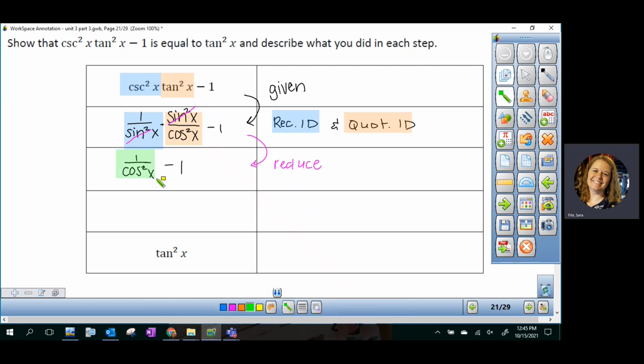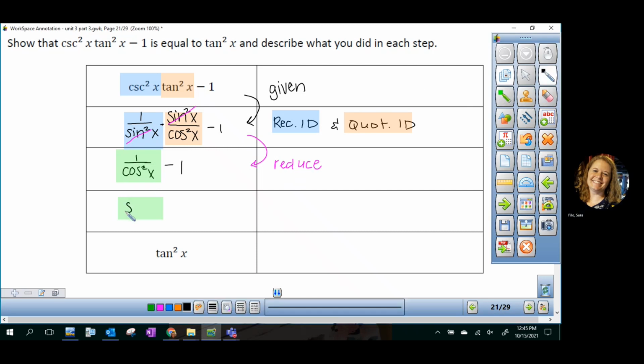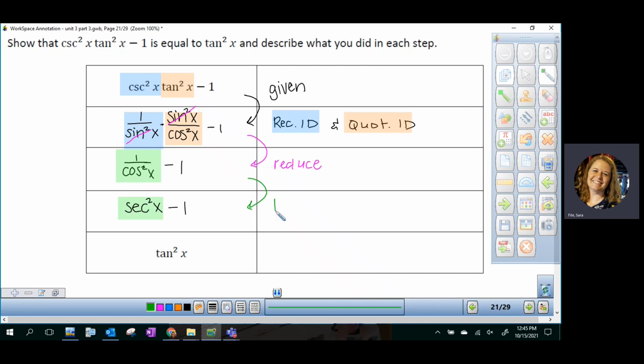I can make this now, I can change it back to where it's not a fraction anymore. What could I rewrite 1 over cosine squared as? Secant squared. I still have the minus 1. So that step right there is the reciprocal identity.